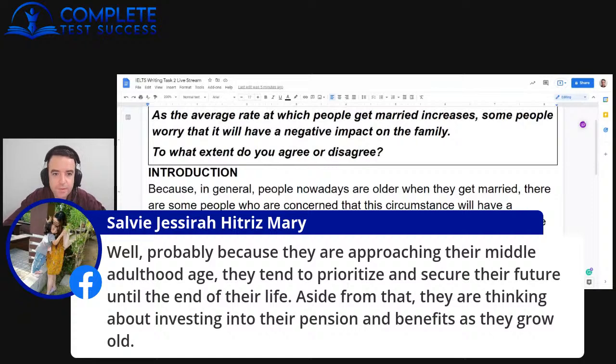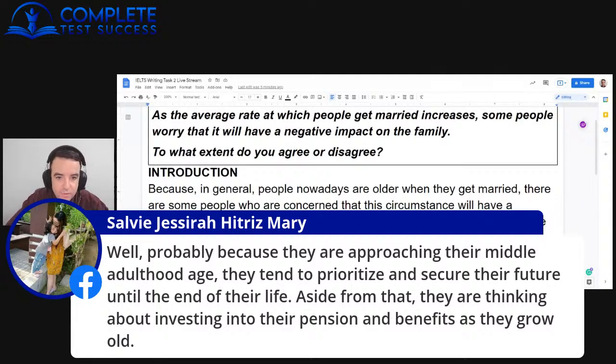Salvi, well, probably because that type of language is fine for the speaking test, but your task 2 essay needs to be academic. So that type of language is not suitable. But let's just look at the idea.